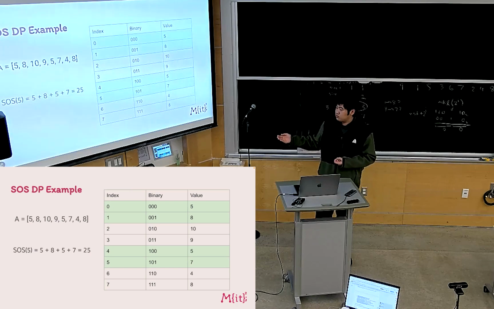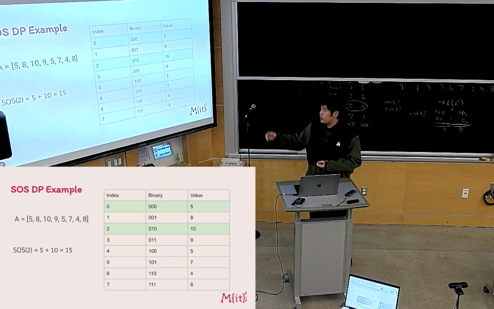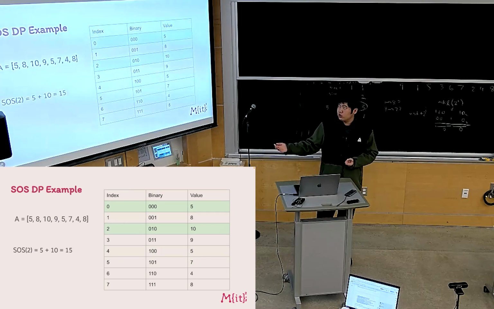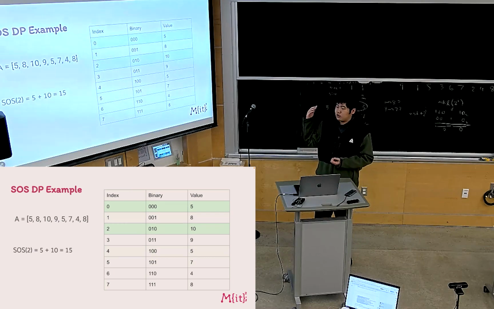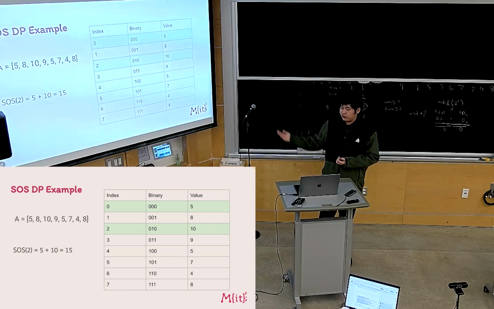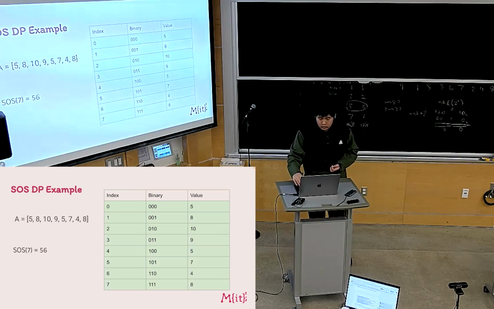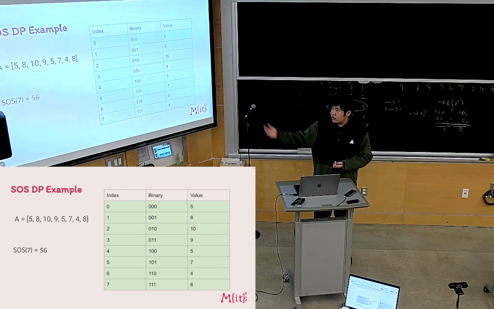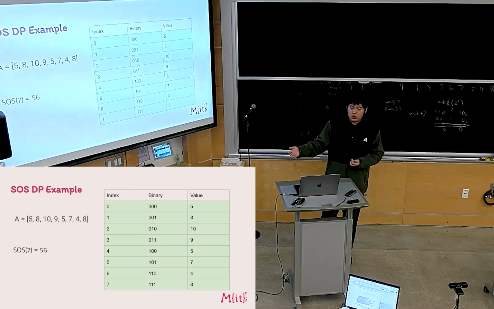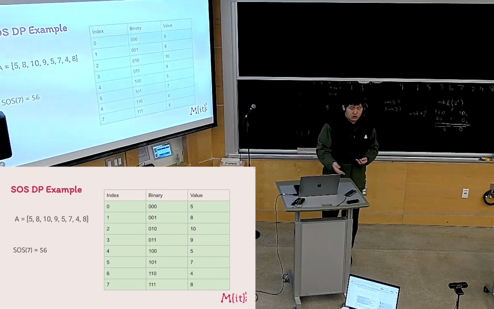Thank you. So with this in mind, we can see that SOS of 2 would be A of 0 plus A of 2, or 5 plus 10, which is 15. And finally, we have that SOS of 7 would be 56, or the sum of all the elements in the list.